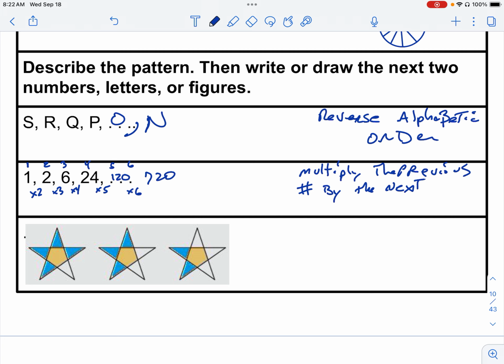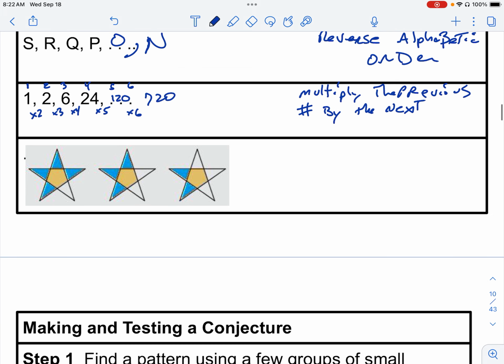Okay, not too shabby. Now I've got to draw some stars, which is going to be probably a little bit of an adventure. But we can see that our stars don't change. But what changes is what is shaded in. So we're going to draw the next two stars.